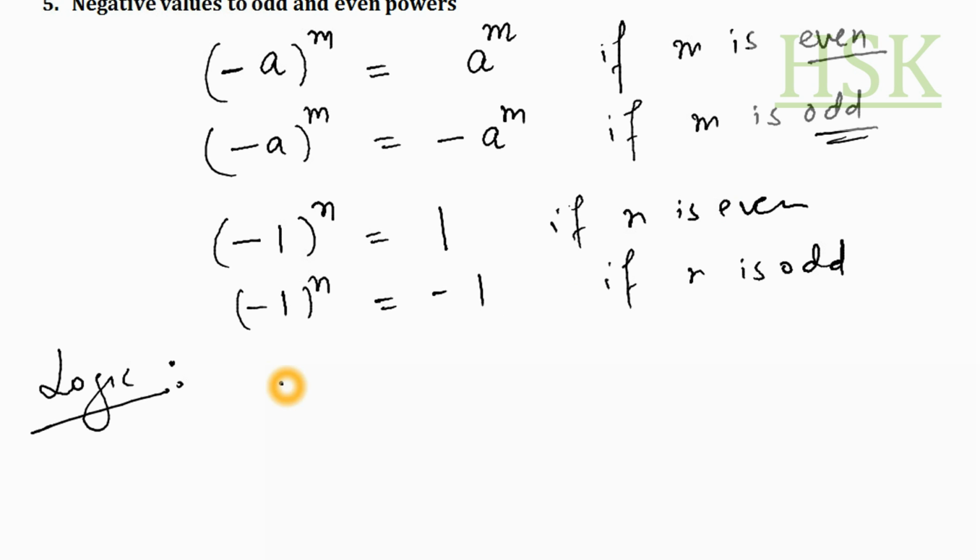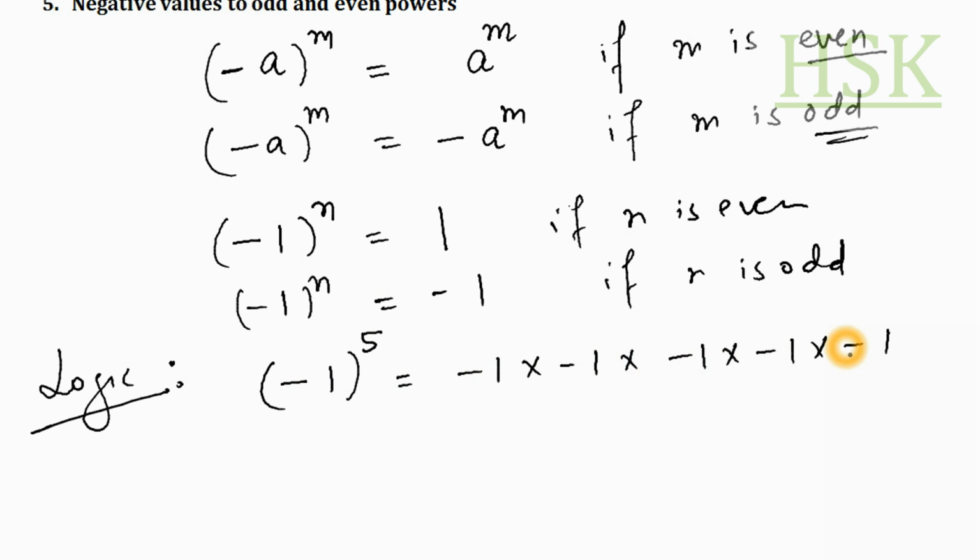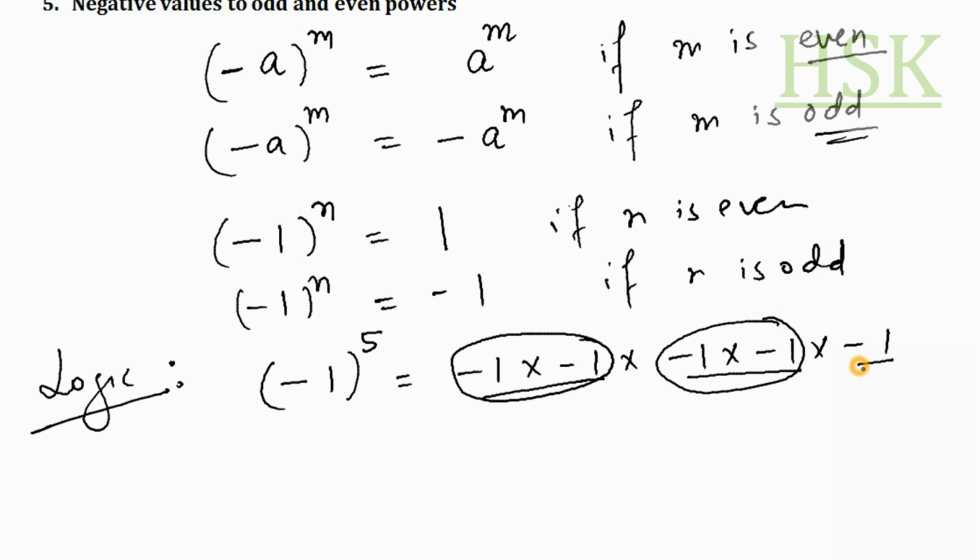The logic here is this: if I have minus 1 to the power of 5, so minus 1 into minus 1 into minus 1 into minus 1 into minus 1. So here minus 1 is going to multiply 5 times. Minus into minus is plus, minus into minus is plus, and we are left with a single minus sign multiplying. So this will be equal to minus 1. So a product of a negative quantity an odd number of times gives me a negative quantity. Therefore minus 1 to the power of 5 is equal to minus 1.